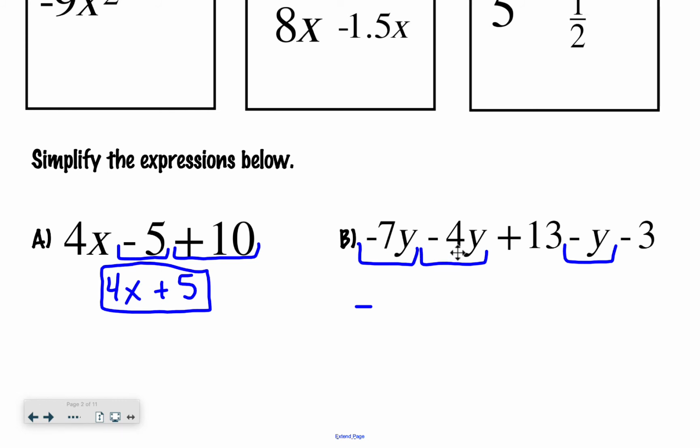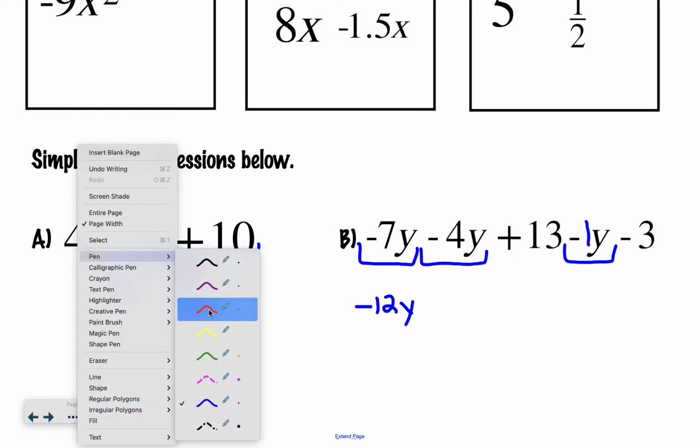So 7 plus 4 would be 11. And then sometimes students forget that there's this invisible 1 right here. If there wasn't a 1 there, if it was a 0, there wouldn't be a y there. Since there is a y there, we assume there's a 1 in front of that y. So 1 kind of is sneaky. It has invisibility powers. So again, 7 plus 4 is 11, plus 1 would be 12y.